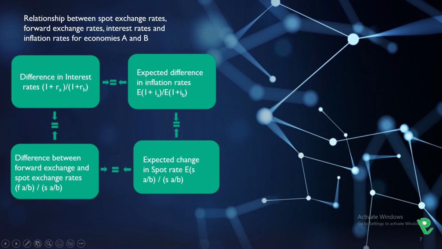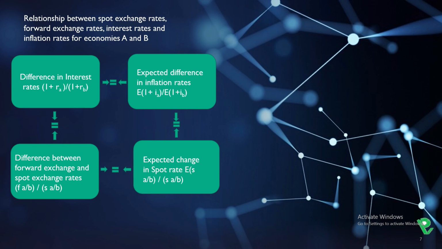All of the above are valid where individuals are not worried about risk and there are no barriers or costs to international trade. This slide shows us the interrelationship between spot exchange rates, forward exchange rates, interest rates, and inflation rates for economies A and B. So if there is a difference in interest rates between the two economies, represented by the ratios 1 plus RA divided by 1 plus RB, then this is going to be equal to the difference between the forward exchange rate and the spot exchange rate between the two economies, which is F A/B divided by S A/B.